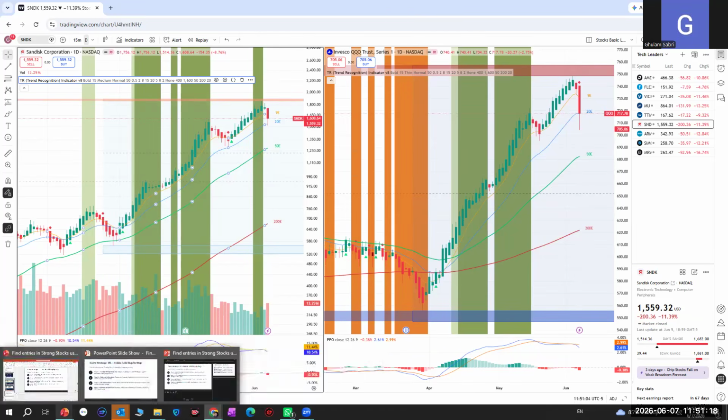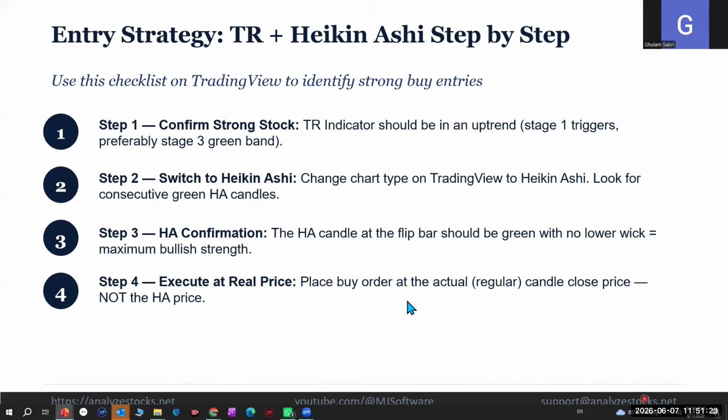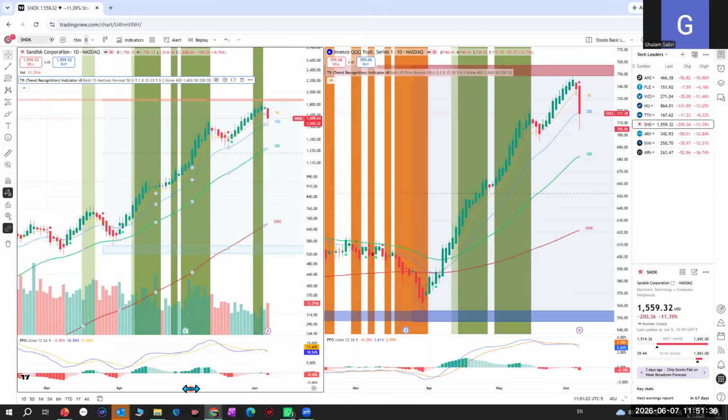Step three, Heikin Ashi confirmation. You now understand how the Heikin Ashi candlestick complements. The Heikin Ashi candle at the flip bar should be green with no lower wick. That's the key. If you miss that point, all these Heikin Ashi charts, they do not have a lower wick here. All these red ones, they have a lower wick. They do not have a higher wick. That tells you the chart direction.